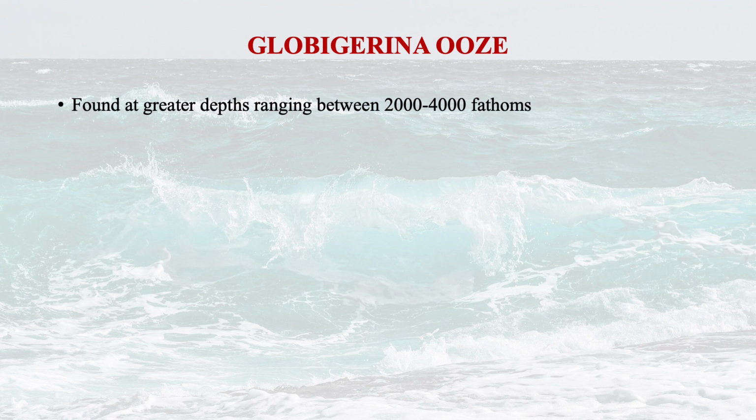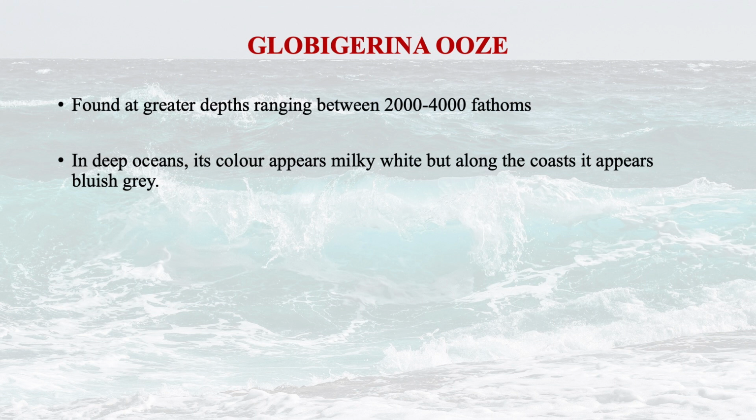They are also found at greater depths between 2000 to 4000 fathoms because they can tolerate both warm and cold waters. And in deep oceans, its color appears milky white, but along the coast it appears bluish gray in color.